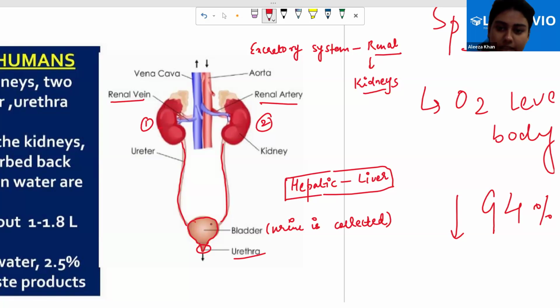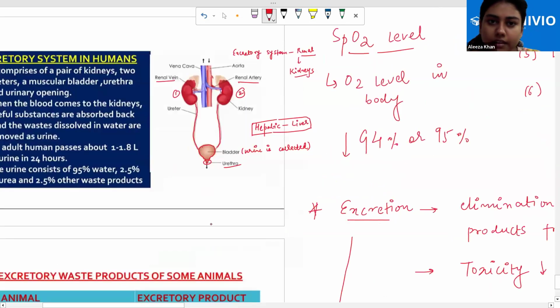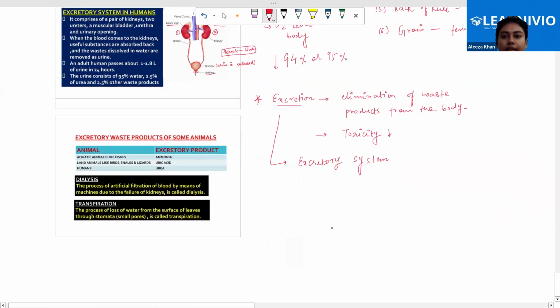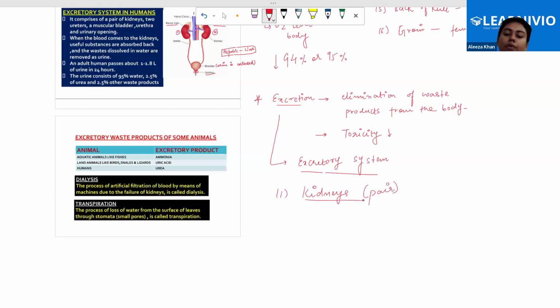We have completed the circulatory system today and we have started the excretory system. Within the excretory system, let's talk about the kidneys first. Kidneys are in pair, meaning you have two kidneys in your body. What could be the role of the kidneys? Any idea?